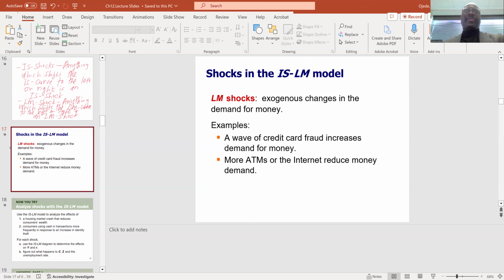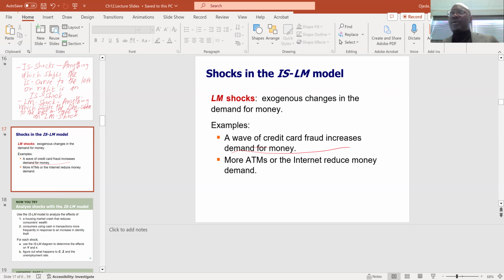What about the LM curve? We talked about exogenous changes in demand for money. Anything that shifts the LM curve, including monetary policy itself. But remember, there could be other factors that can shift the LM curve to the left or to the right without the Fed printing money or decreasing or increasing the money supply. One of them, which we talked about, is a wave of credit card fraud, which makes Americans tend to use cash more frequently in transactions. That is going to lead to an increase in money demand, shifting the money demand curve to the right and shifting the LM curve to the left. We went through this in class already yesterday.